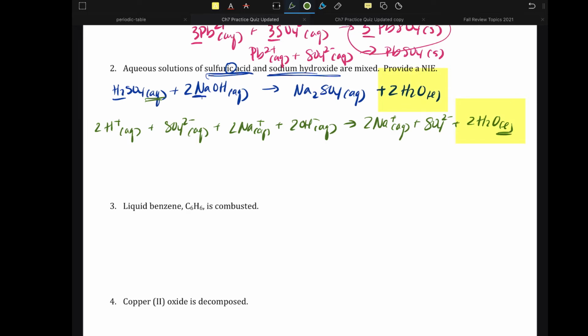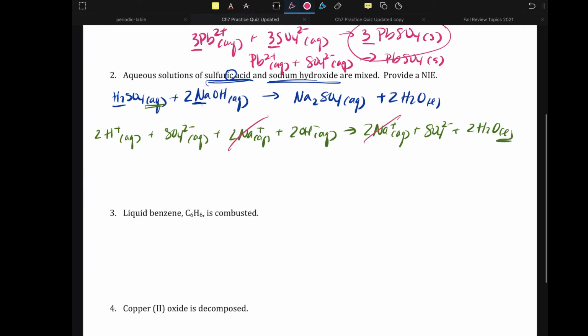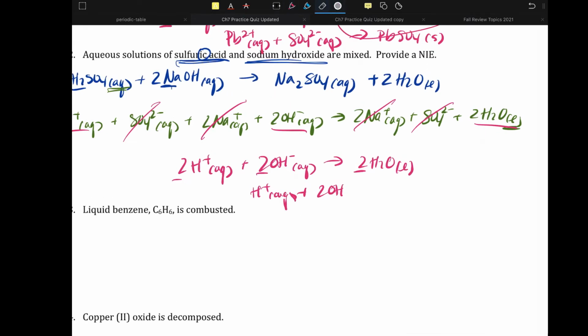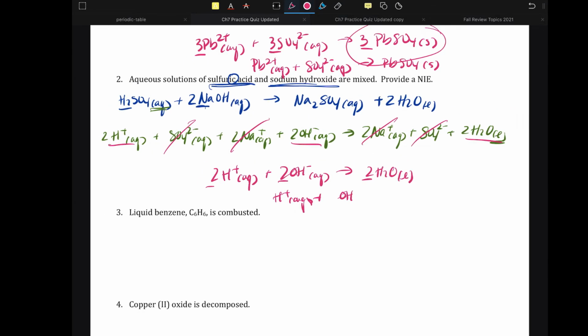Then we'll go through and we will cancel the things that are exactly the same on both sides, which would be our sodium ions and our sulfate ions, and everything else becomes our net, right? So 2H plus, 2 hydroxide gives us 2 waters. And again, we see that it is reducible, right? The point was to get rid of those. So 1 H plus aqueous, 1 hydroxide aqueous, to give us our 1 water.